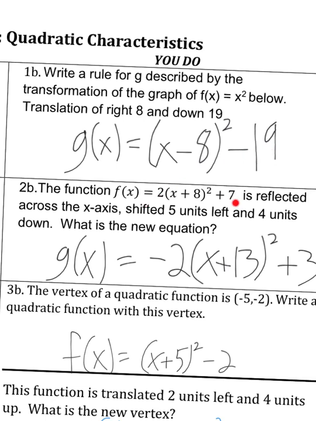This function is reflected across the x-axis, so I put a negative out in front. Shifted 5 units left, that means I'm going to add 5 to the inside. So that's 8 plus 5 is 13. And then 4 units down, I'm going to minus 4 on the outside, so that's plus 3.